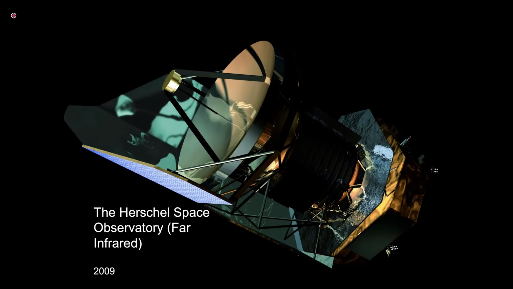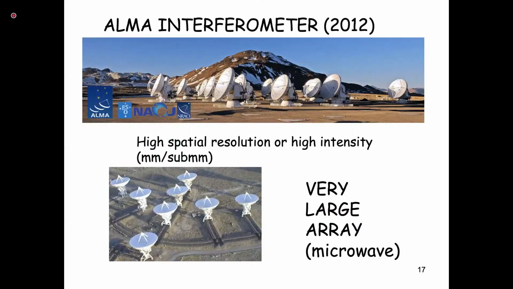So this telescope lasted for 5 years before they ran out of liquid nitrogen or liquid helium to keep the thing cool enough to actually take an infrared spectrum, and is now kaput. So we no longer have it. But what we do have is more stuff, and these now are interferometers.